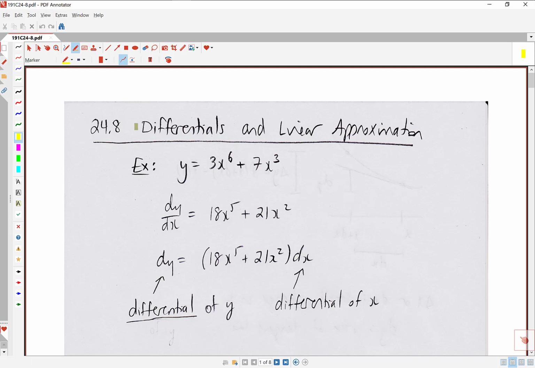In this video, we're going to look at two related topics. The first one is differentials, and the second one is linear approximation. So let's start with an example.